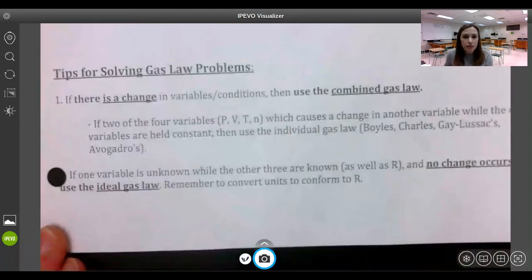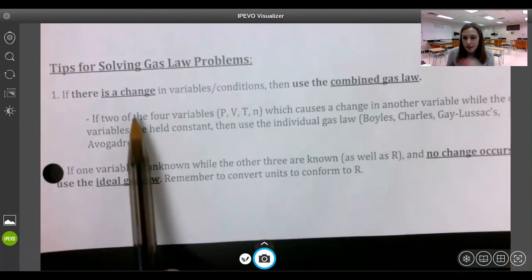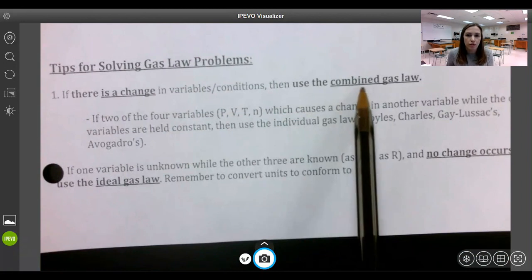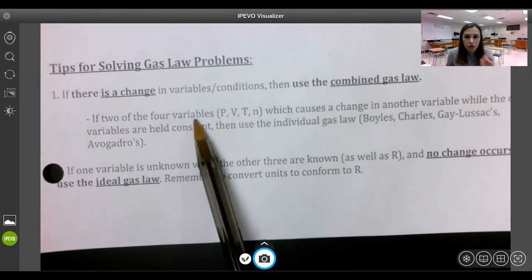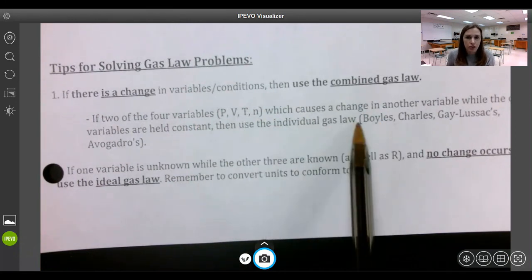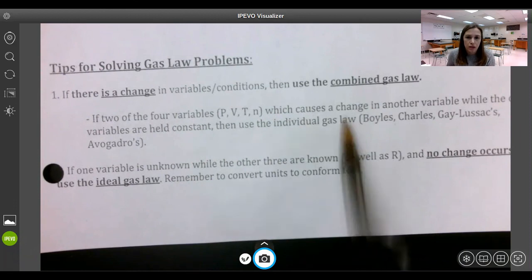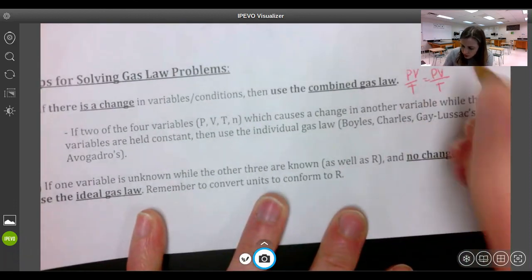All right, last little part, tips for solving that you might want to take a look at on this last page. Again, as I've been trying to point out to you repeatedly, if there is a change in the variables, you have to use some version of the combined gas law. Okay, if just 2 of those 4 variables are having a change, then take out the one that's being held constant and look at just the individual gas law. Okay, and again, this one is the PV over T is equal to PV over T.